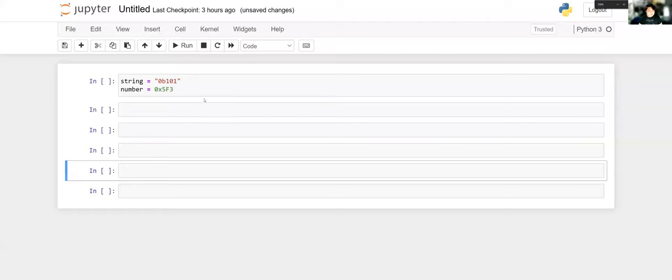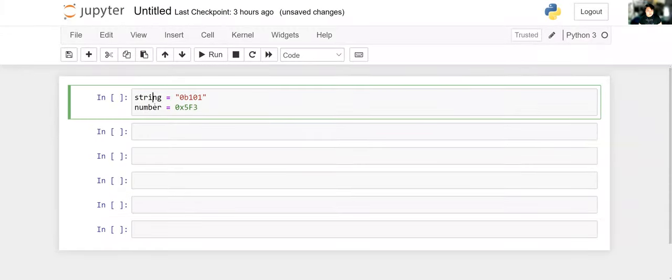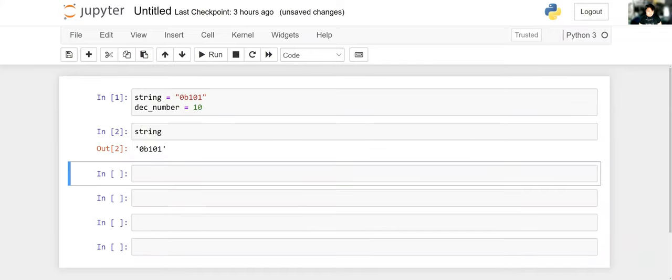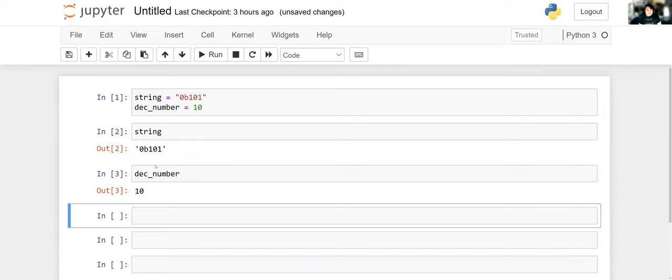So I'm going now here on Python on Jupyter Notebook. Okay. So I have two variables here, right? A string and a number. By default, for most computer programming languages, a number is on the decimal scale. So if we have here 10, I'll just put decimal, dec. If we print out this string, it's exactly 0B101, okay? And that number will be exactly 10.